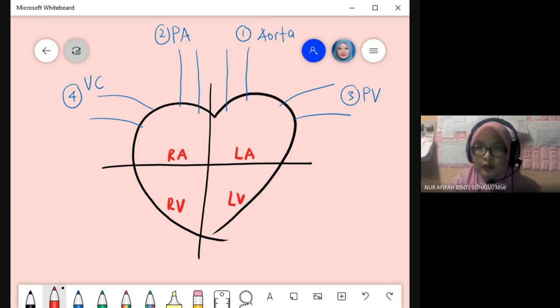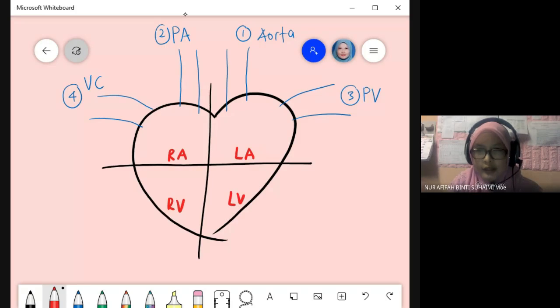So the blood flow, where does it come from? What is the first blood vessel that goes into the heart? Which one? Number 4, 2, 1, 3. Actually, it happens at the same time. Your blood flows at the same time. This side enters and exits at the same time.